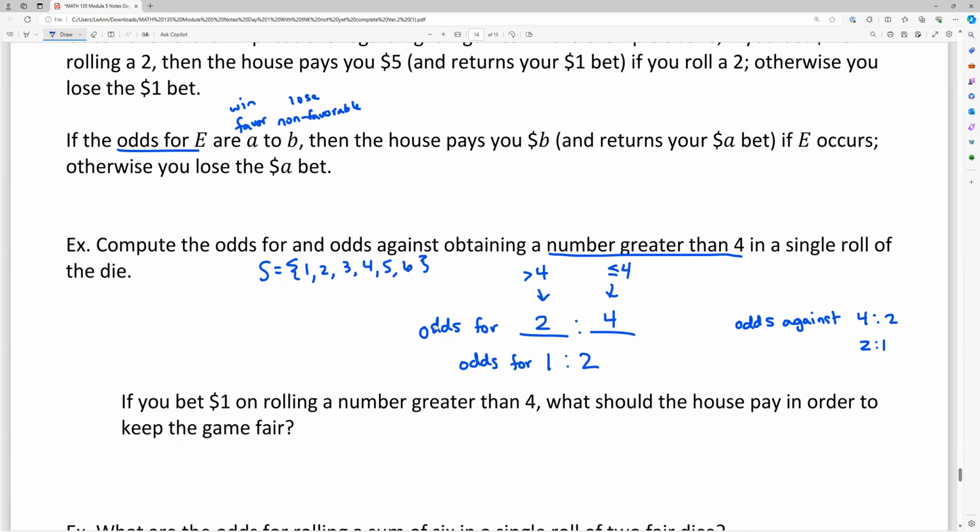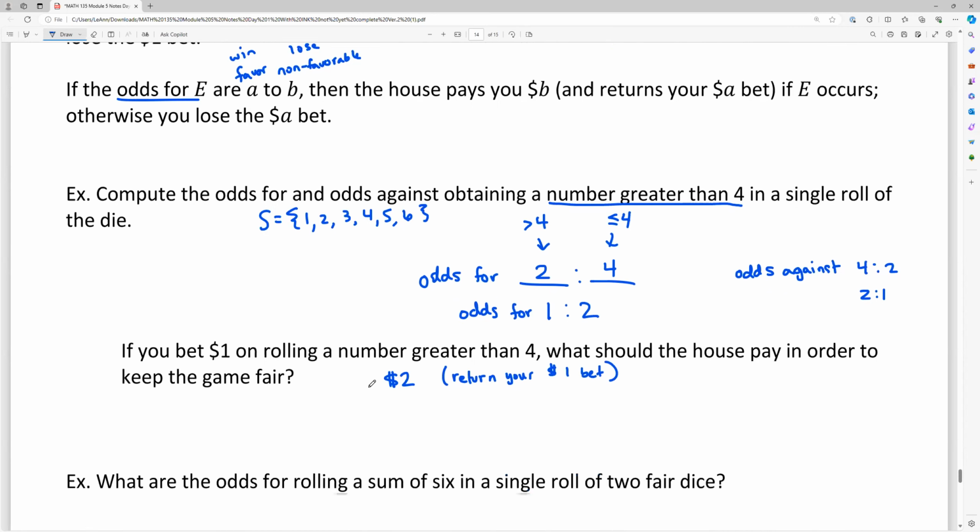Notice it says if you bet $1 on rolling a number greater than 4, so on winning, what should the house pay you in order to keep the game fair? Well, they're going to have to pay you $2 because that's the amount, the B in the A to B, that would be the amount against you. Plus they would need to return, you want to sometimes make a little side note, your $1 bet.